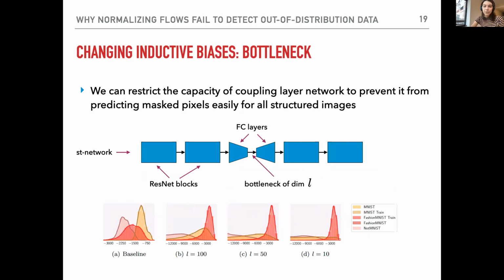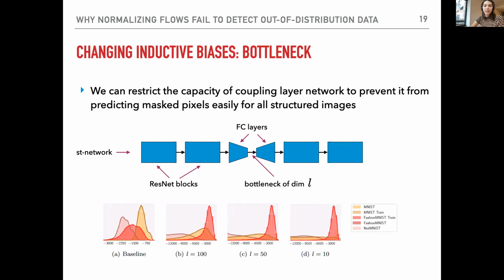Another approach that we tried to force the flow to learn the semantics of the data was to introduce a bottleneck into this coupling layer network, or ST network, the neural net that predicts the scale and shift. It's often a ResNet that is used for the ST network. What we did was, for example, if we had a 4-layer ResNet, we inserted a linear layer which has a bottleneck of low dimensionality L in the middle of the ResNet. It limited the capacity of the network.